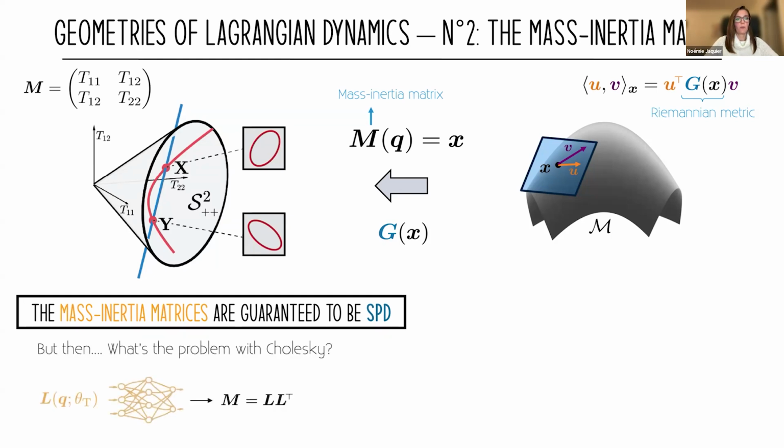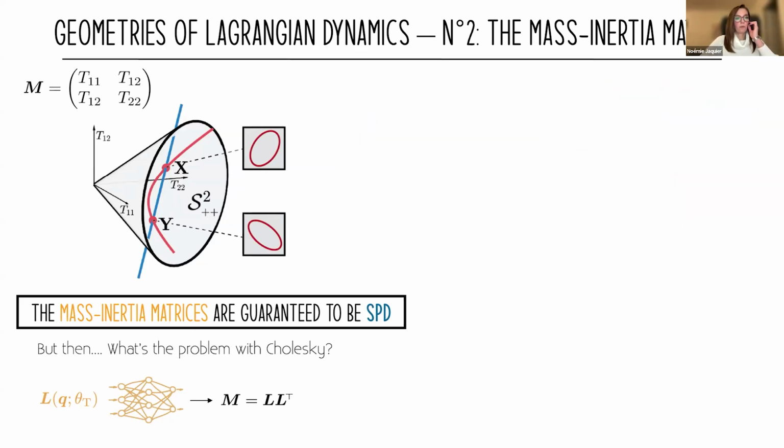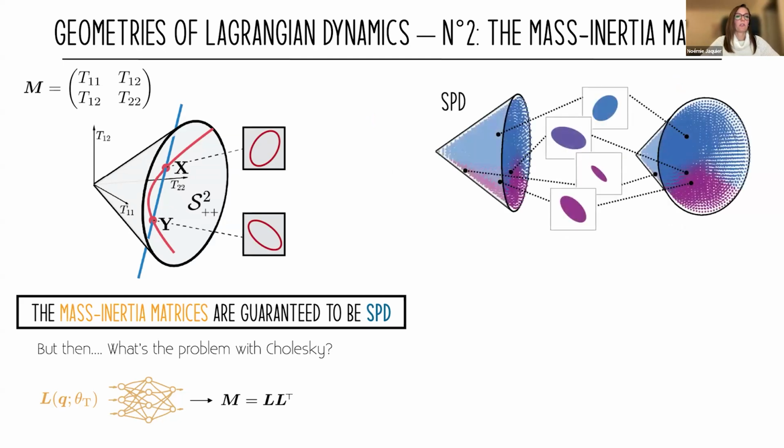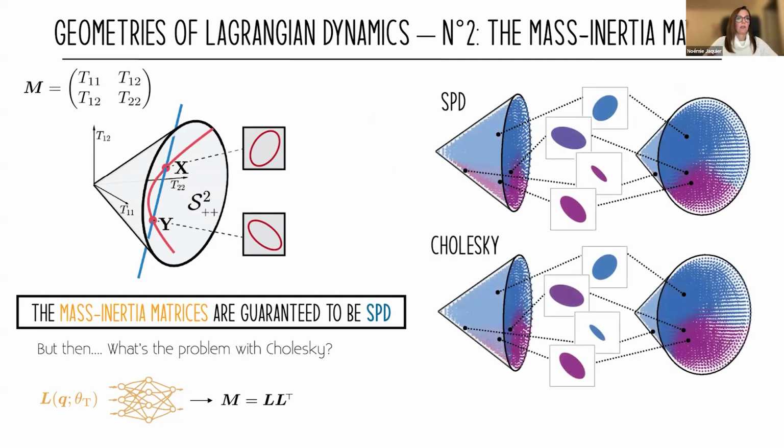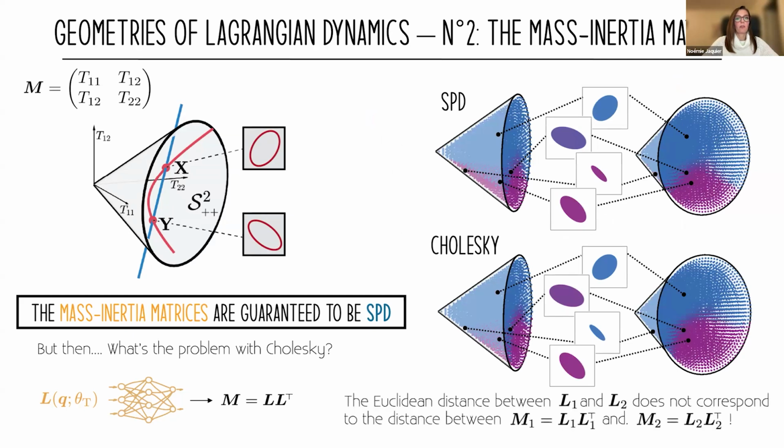So you can tell me, okay, cool, but basically you're just doing the same as what Cholesky does. So what's the problem with Cholesky? The issue when you simply consider a Cholesky decomposition and you don't put any additional geometric structure on it is that the distances between two Cholesky decompositions do not correspond to the distances between the two mass inertia matrices that the Cholesky decompositions represent.